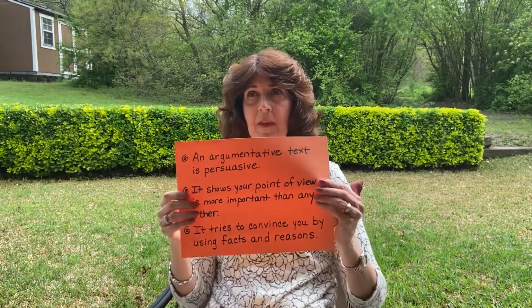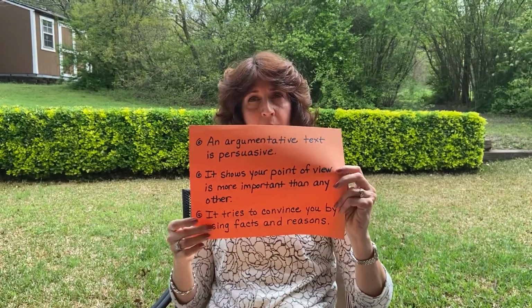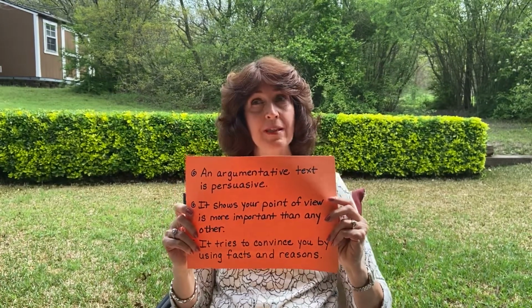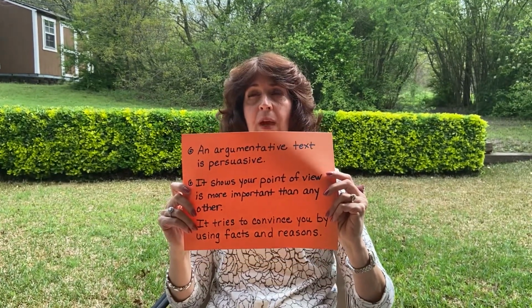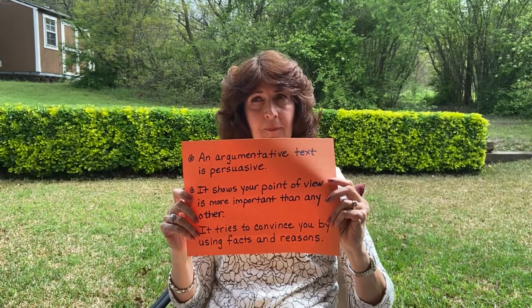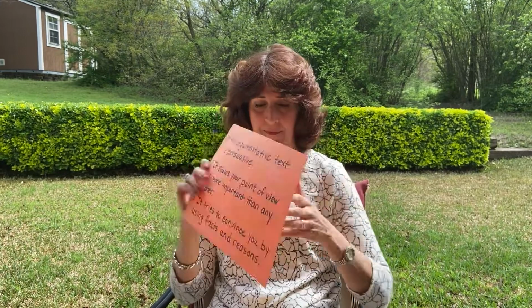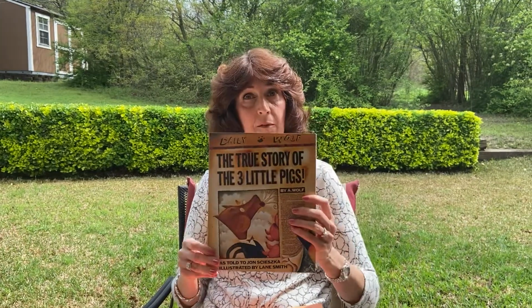Now, if you recall, a persuasive text or an argumentative text has these components to them. So, an argumentative text is persuasive. It shows your point of view and is more important than any other. It tries to convince you by using facts and reasons. Our argumentative text or persuasive text is called The True Story of the Three Little Pigs.